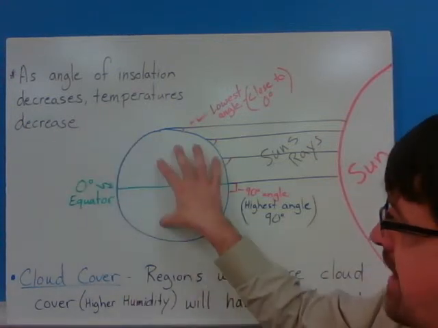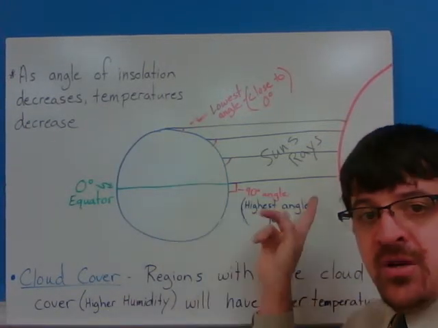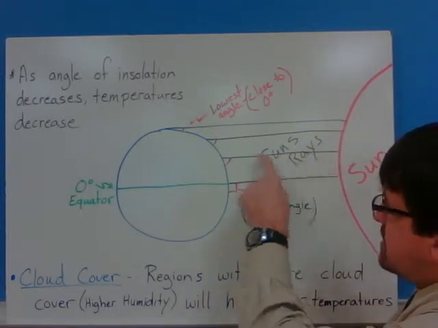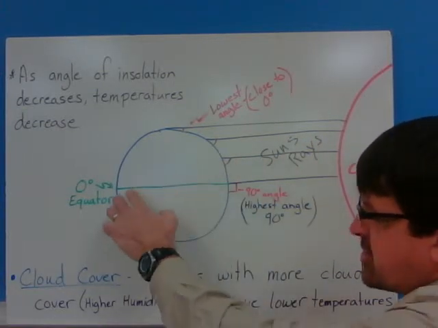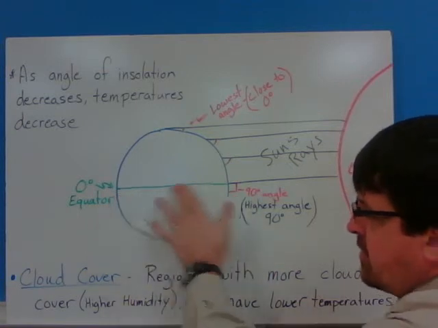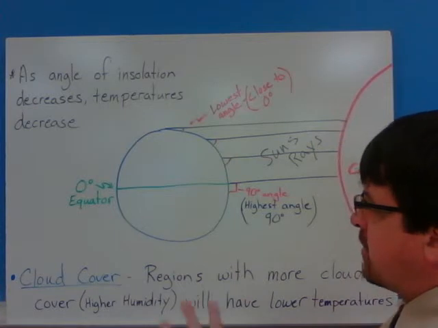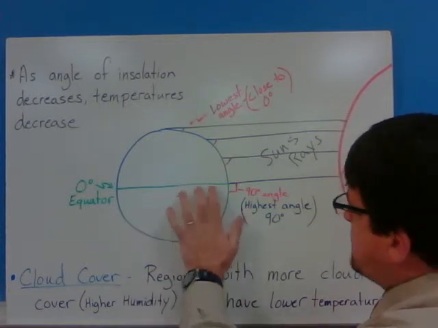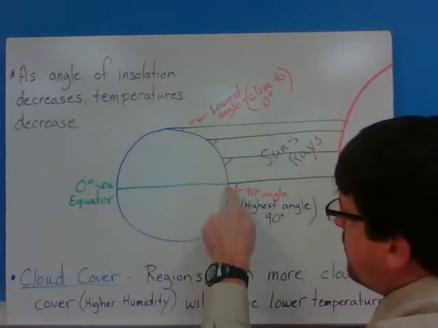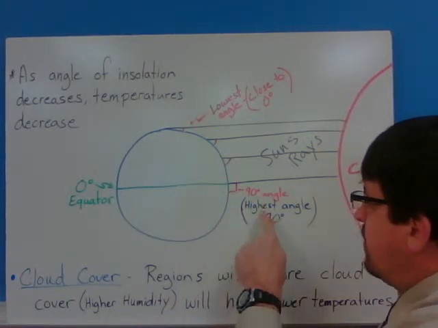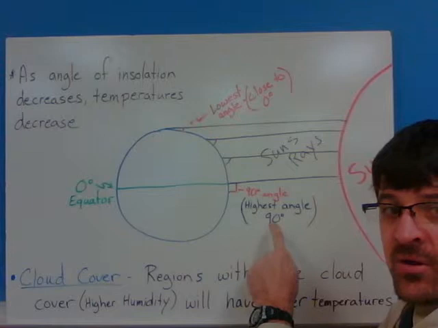Now, this is a diagram. Right here's the Earth. Right here's the sun. If you have the sun's rays shining, that's what these are right here, shining on the Earth. I just showed the Earth straight on, equator not tilted right now. We'll get into that a little bit later. The sun's rays are shining directly on the equator. See how that makes a 90-degree angle right there? That's the highest angle, 90-degree rays.